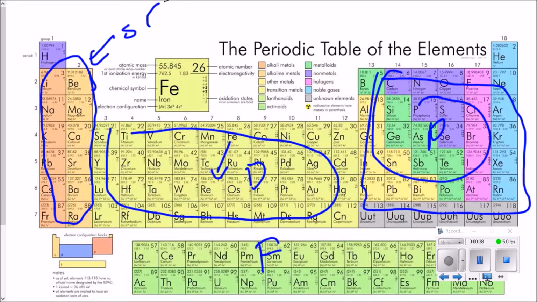For example, the S is a sphere, and the P orbital looks like three dumbbells, the PX, the PY, and the PZ. We're going to focus on the PY and the PZ today. You need to know those shapes.